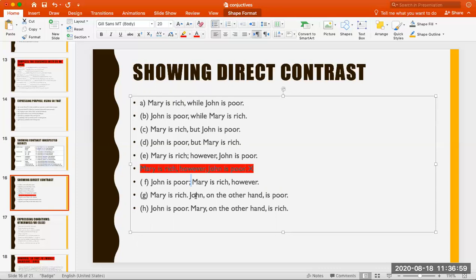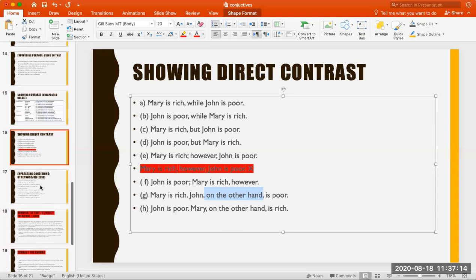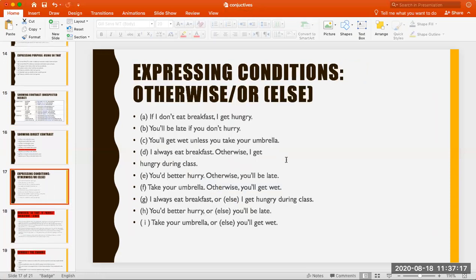Mary is rich. John, on the other hand, is poor. These are two optional commas. Remember, if you use two optional commas, you either keep them together or take them out together. John is poor. Mary, on the other hand, is rich. Expressing conditions: otherwise or else.